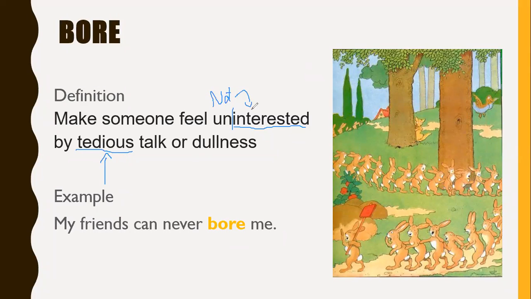Okay, so what do you think dullness is? Dull with schwa. Dullness is like bore, you know, it's a synonym. Dullness is like, da, right? Like nothing to do here. Yeah, so bore. But what if you say my friends can never bore me? So it's like the opposite.